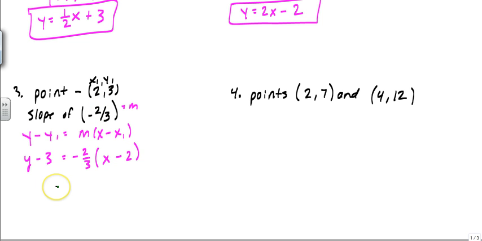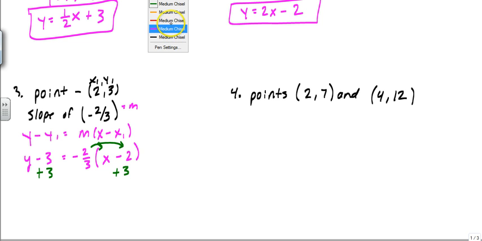Alright, so now I'm just going to work this out just like a normal equation. So I'm going to add 3 to both sides. And at the same time, I'm going to distribute this negative 2/3. So I'm doing 2 steps at once. If you're not comfortable doing 2 steps at once, that's okay. Just make it 2 steps.